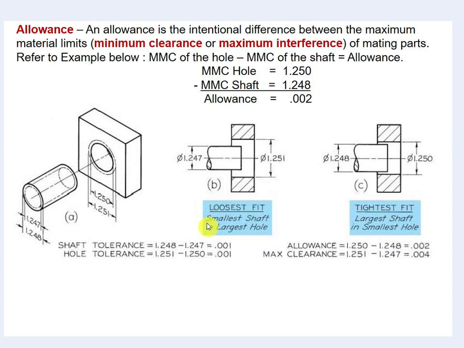In this example, we have a shaft. Shaft dimensions are given, as you see. 1.247 is the smallest diameter, 1.248 the largest diameter. And this is the hole, guys. The hole size: the largest hole is 1.251, the smallest hole is 1.250. I'm talking about diameter.